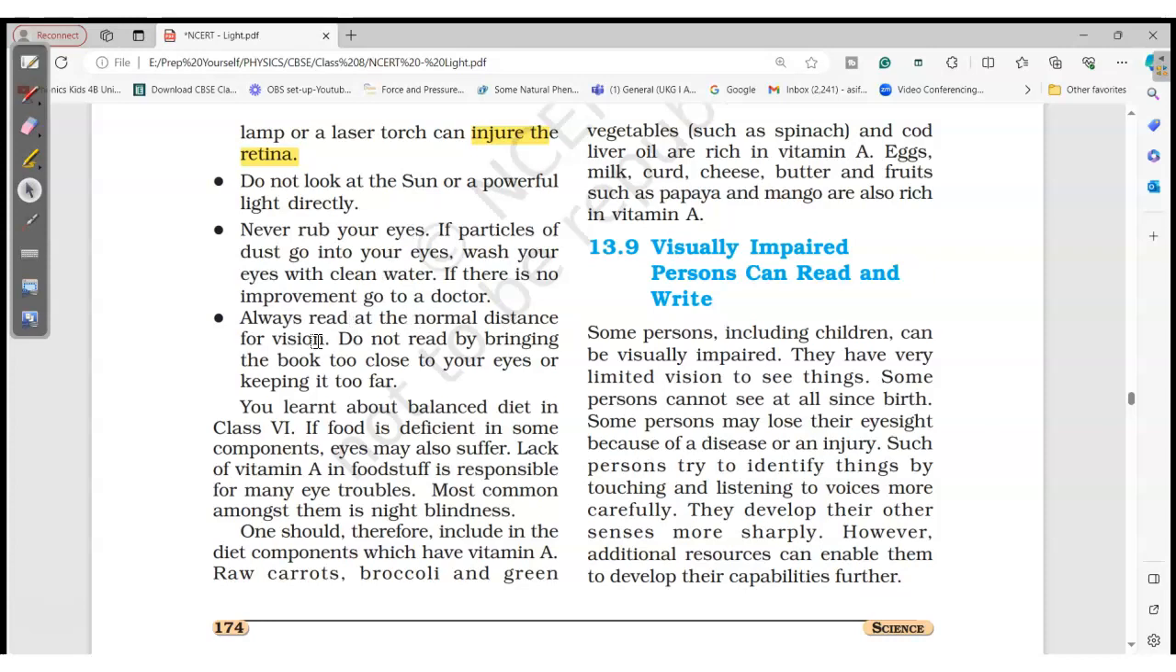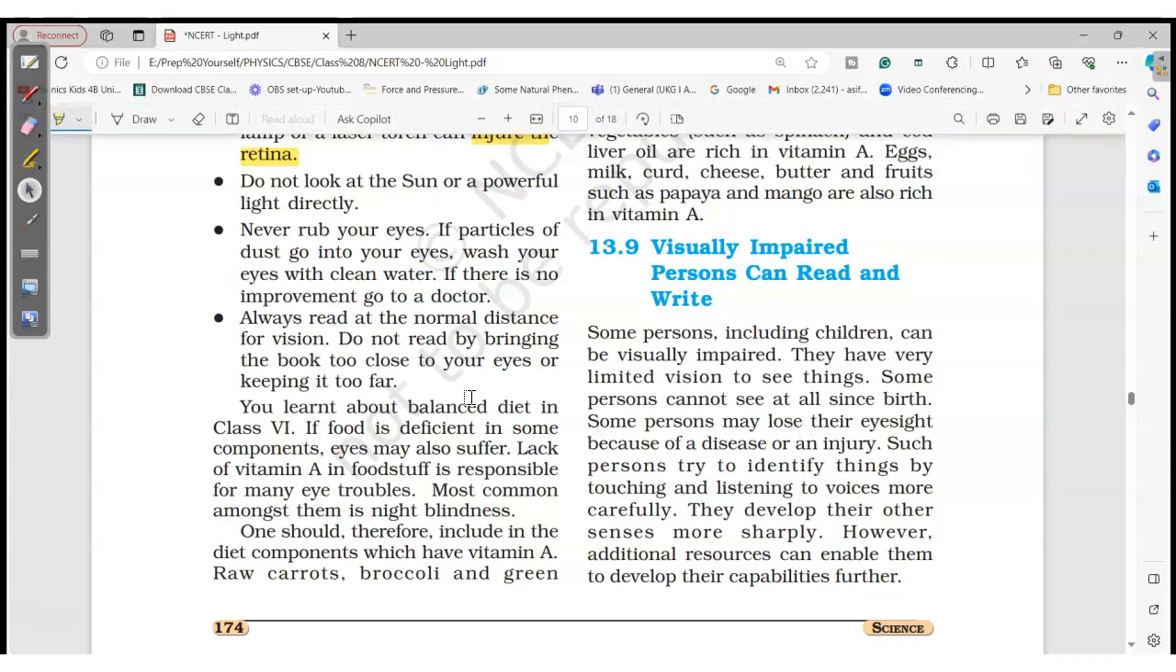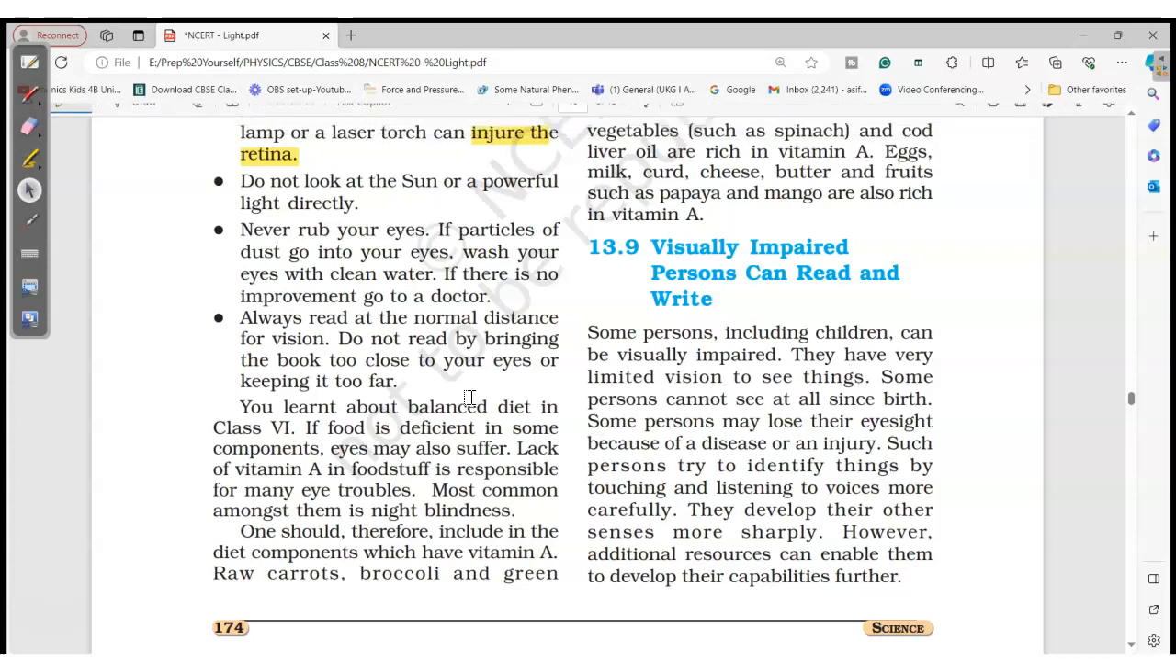Always read at a normal distance for vision. Do not read by bringing a book too close to your eyes, because that can be very stressful for your eye. All right. So we should take food which has a lot of vitamin A, because food which has a lot of vitamin A is very good for our eye.